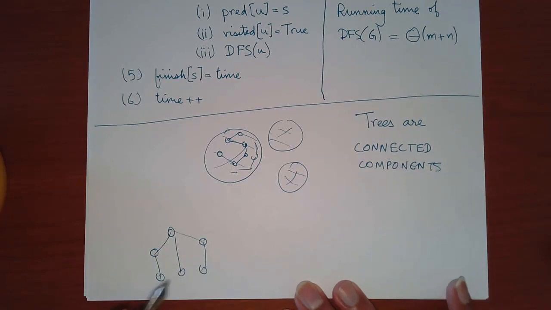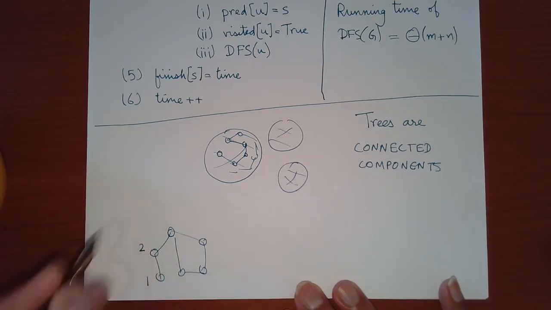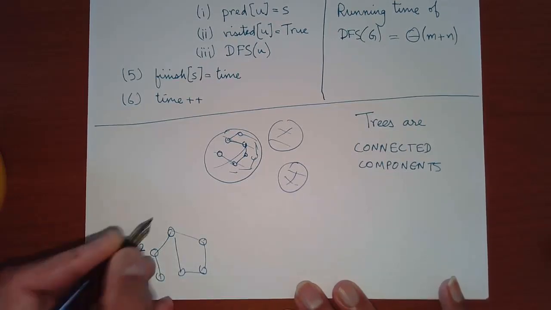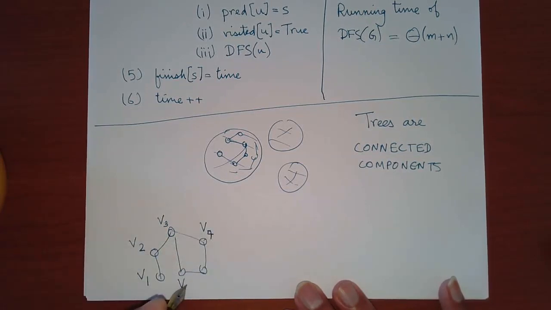And maybe I'll do that. Okay, so let's give these names. I'm going to call this vertex V1, V2, V3, V4, V5, V6. And you know what? I'm just going to make it interesting. I'm going to put an edge like that.